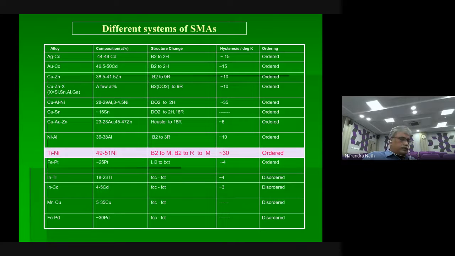And you can see here different systems of shape memory alloys, how these things are there. So when you compare to other alloying elements, titanium nickel you can get shape memory effect only near equiatomic. That's 49 to 51. That is around 2% atomic variation, either titanium side or nickel side. So beyond that, you may get an alloy, but it may not be a shape memory alloy.